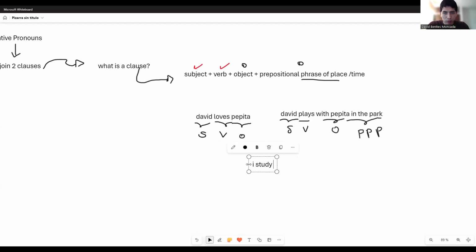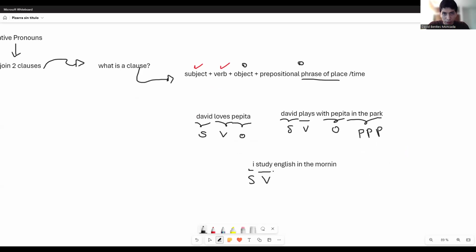I study English in the morning. So I is the subject. Study is the verb. English is the object. And in the morning is a prepositional phrase of time. This is place, and then we have time. You see? Now look at this part.